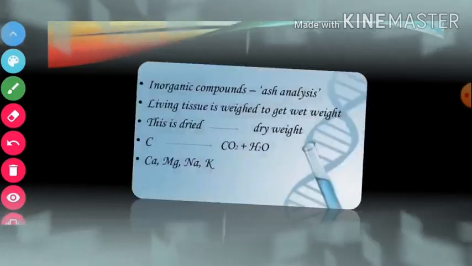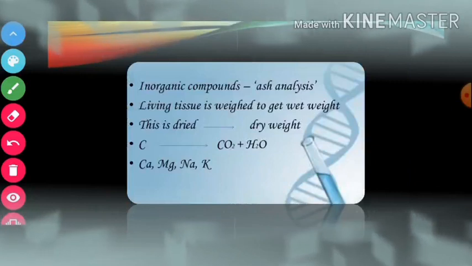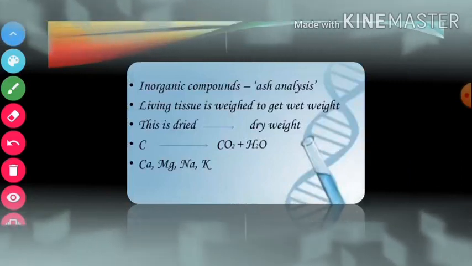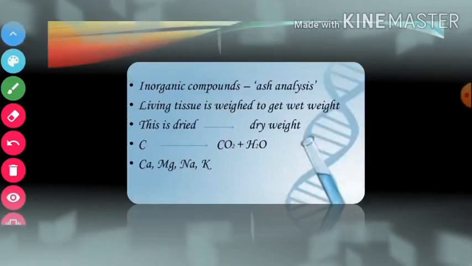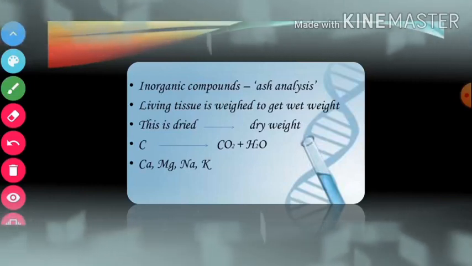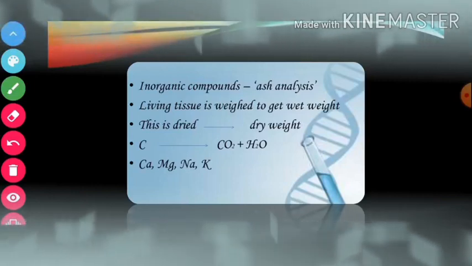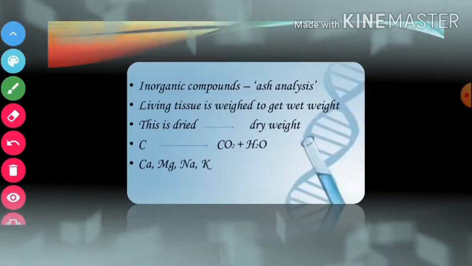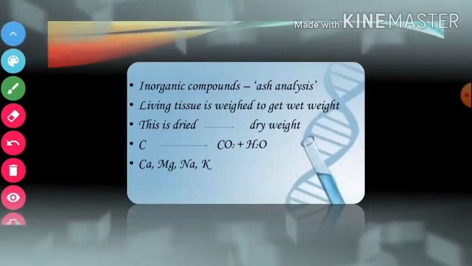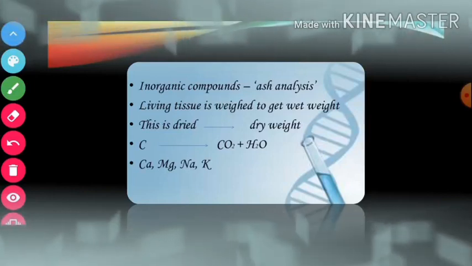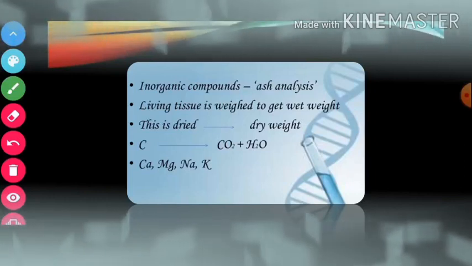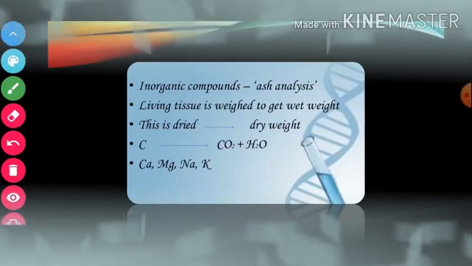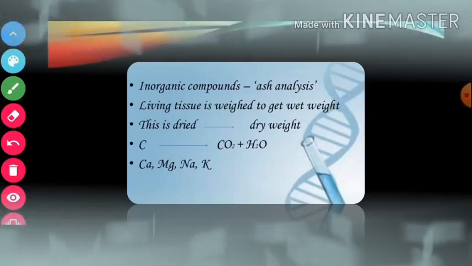Children, the second technique is the ash technique. Ash analysis is basically done for the inorganic compounds and elements. What happens in the ash analysis? In this technique, take a living tissue and weigh it. This is called wet weight or the fresh weight. Then dry it till all water is evaporated. Again take the weight, that is known as dry weight.